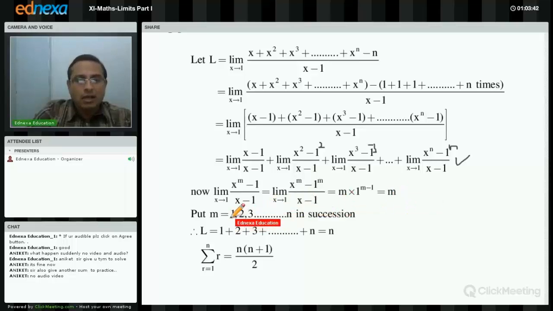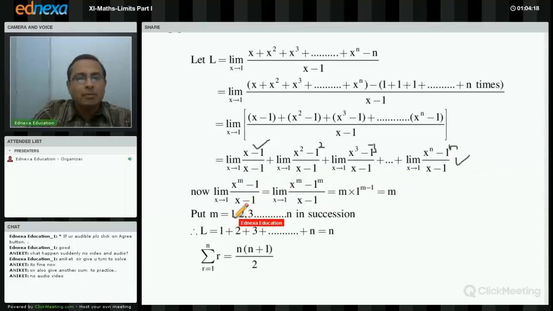After that I have written, put m equal to 1, 2, 3 up to n in succession. I will explain this part again. This is the standard limit. The value of this limit is m. Now put m equal to 1. You get the limit of x minus 1 upon x minus 1 as x tends to 1. Yes, this is this one. Put m equal to 2, the limit of x square minus 1 upon x minus 1. Yes, this is the limit. Put m equal to 3, this is the limit. Up to what? n. Put m equal to n here, you get this one.